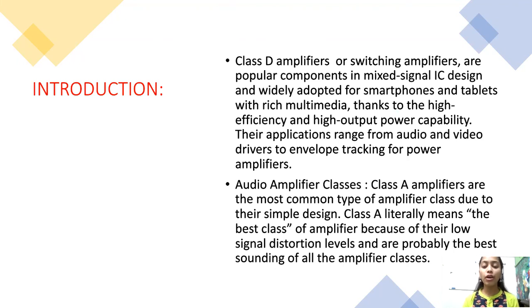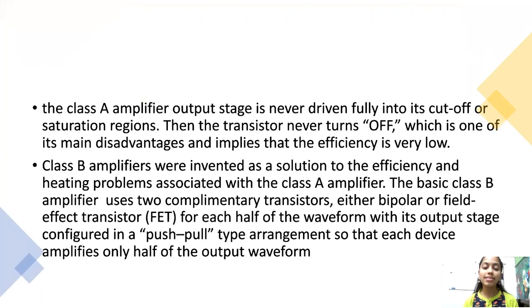Audio amplifier classes. Class A amplifiers are the most common type of amplifier class due to their simple design. Class A literally means the best class of amplifier because of their low signal distortion levels, and they are probably the best sounding of all the amplifier classes. The Class A amplifier output stage is never driven fully into its cutoff or saturation regions. Then the transistor never turns off, which is one of its main disadvantages and implies that the efficiency is very low.